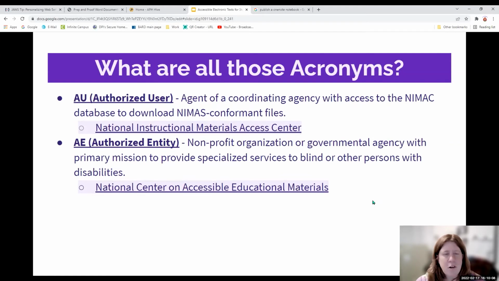An authorized user is an agent of a coordinating agency that has access to the NIMAC, and we'll go back to what that is, I promise. An authorized entity is a nonprofit organization or government agency whose primary mission is to provide specialized services to the blind or other persons with disabilities. So you have an authorized user, someone who gets materials from the library. You have your entities that are nonprofits and kind of oversee that.